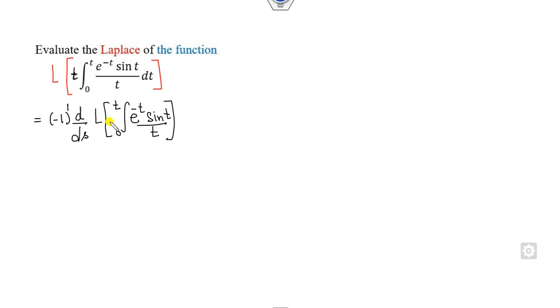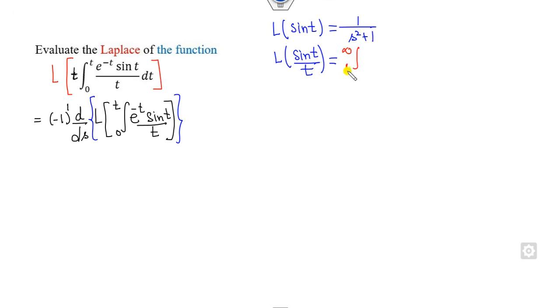Fine. So I can firstly find the Laplace of this quantity. Or I can do it in a very simple manner. I can start from the easiest one. What is the Laplace of sine t? It is 1 over s square plus 1. Then what is the Laplace of sine t divided by t? Now it is a divide sign, so it is the integral from s to infinity of the Laplace of sine t.